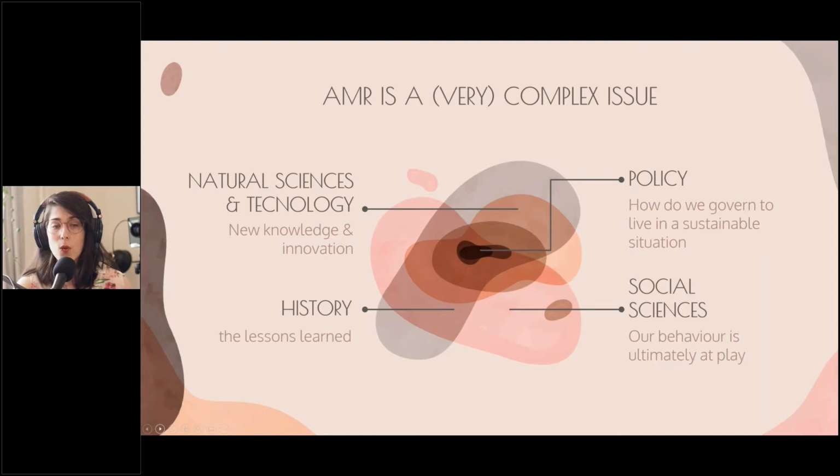We can also look at AMR from the aspect of history. What can we learn from the path that has led us to now? What are the lessons learned? What are the things not to do again?